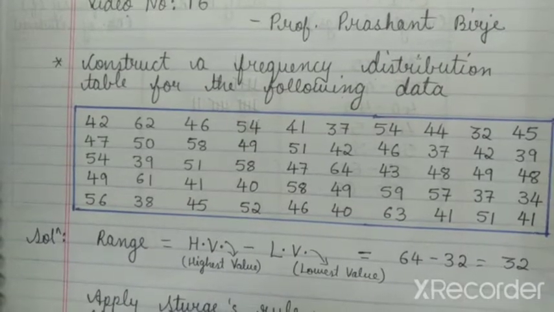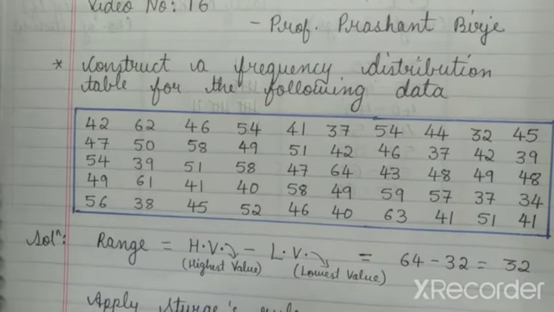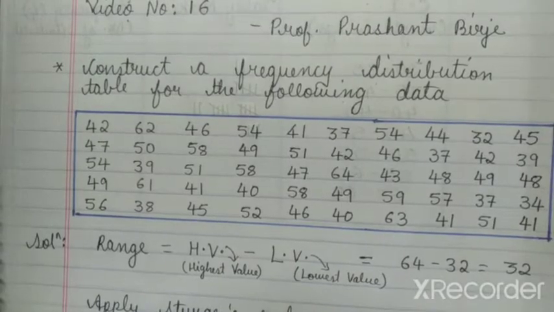This is raw data. It is not arranged in any sequence as such, neither in ascending order nor in descending order. So there's no sequence. That is why it is raw data. So how to solve this?